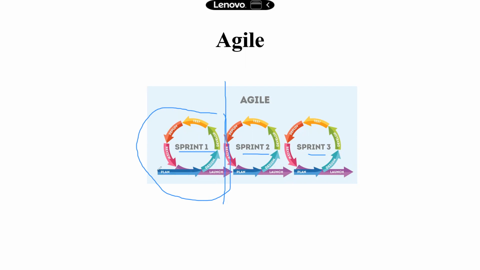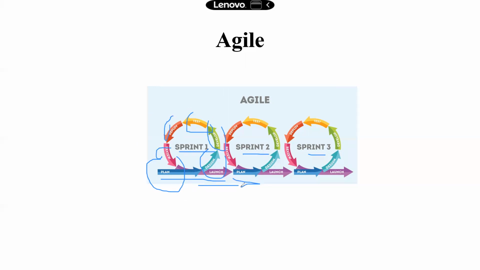Okay, so we will be measuring our progress at this point. First of all, in those 2 weeks, we plan, we design, we develop, we test, we deploy, and then review. And finally, we launch that thing to the next sprint.